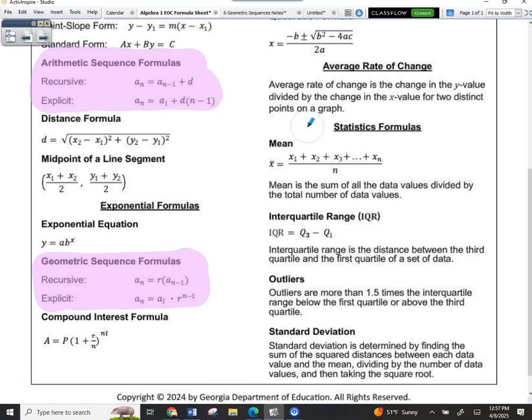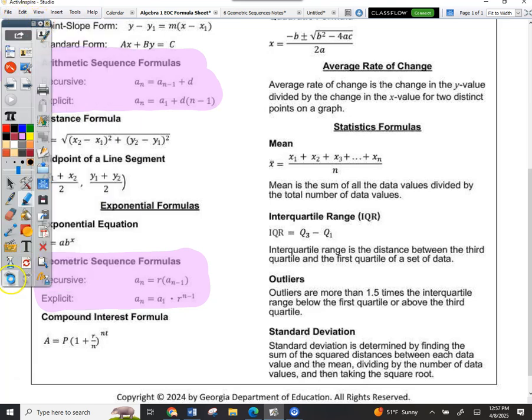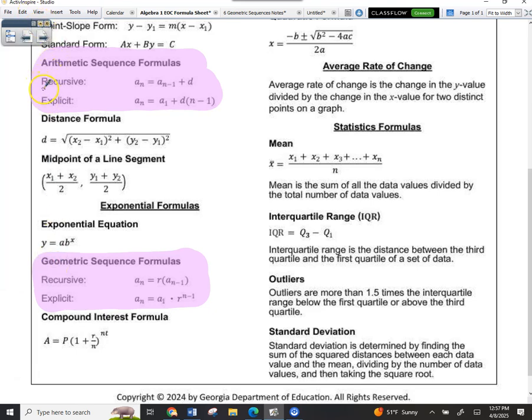Recursive, explicit. In a nutshell, y'all, recursive means next term. You have to return to the previous term to find the next term. Explicit means specific term. Could be really far out at the end of the list. Could be the 100th term, 200th term. You really don't want to sleep through this because this is very easy on the test Friday.